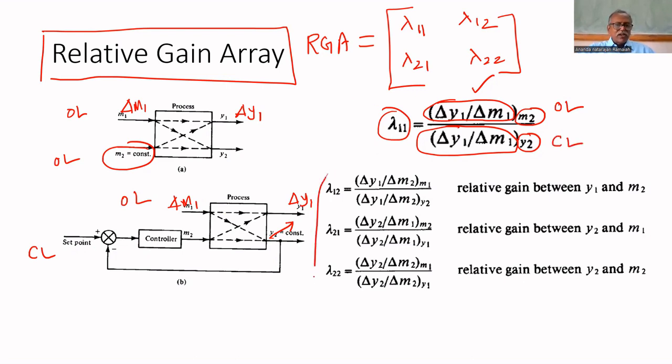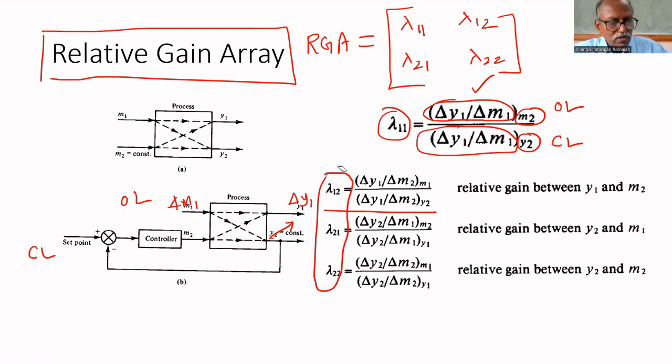In the same way, we can find all the other 3. Let us see one example. Suppose you want to find lambda 12. Lambda 12 means what? What is the numerator? Change in m2, delta m2, and for that, what is the change in y1? We have to find that. That is the numerator, keeping m1 equal to 0. You can easily get the numerator, no problem.